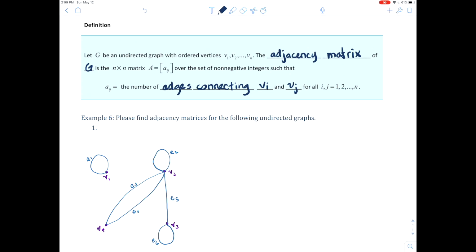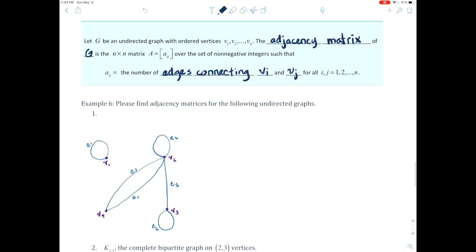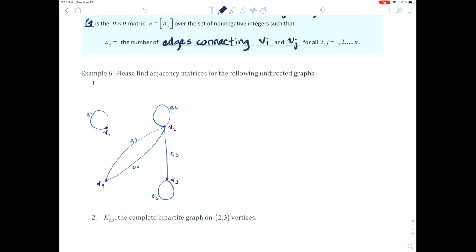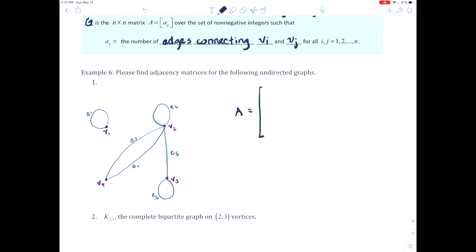I'll put in the new ones soon. Okay, so here we go. Again, find adjacency matrices for the following undirected graphs. So here, notice there's no arrows. So we'll have A is equal to, again, we have 1, 2, 3, 4 vertices. So we're going to have a 4 by 4.